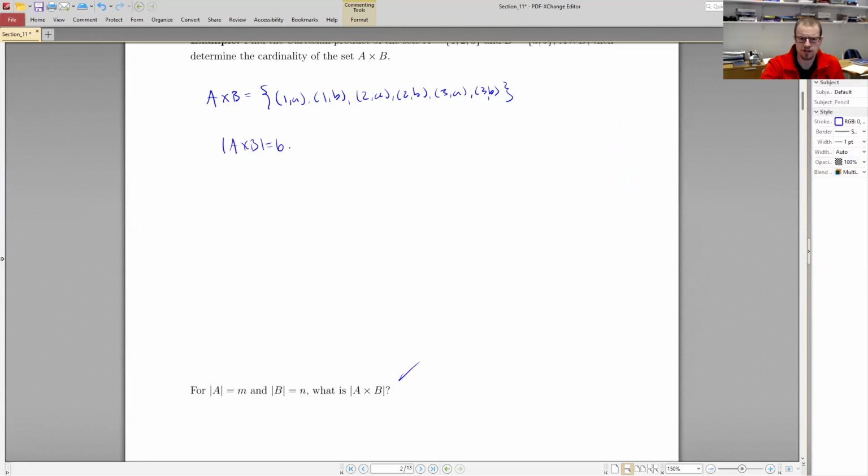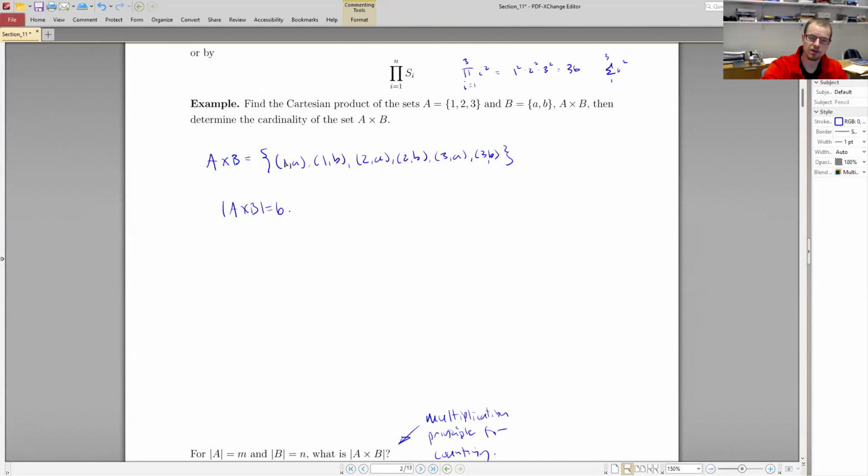And so a quick question for you that I'll leave for you to answer. And here's a hint. Multiplication principle for counting. What does the multiplication principle for counting tell you about how many elements should be in this cross product? Think of it as how many things can I plug into the first entry, how many things can I plug into the second entry, and that will tell you exactly what you're looking for there.